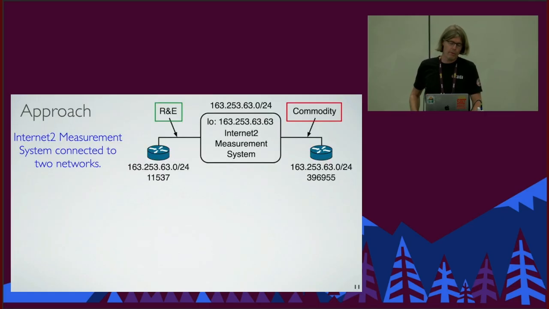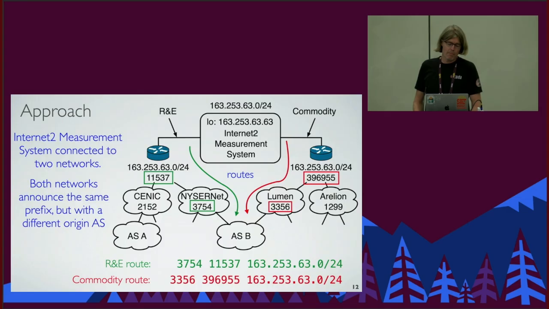So the approach that we've taken in conjunction with Internet2 is that we have a measurement system connected to two networks, the R&E network and a commodity network. We announce the same prefix via both R&E and commodity. The R&E in this is highlighted in green and the commodity is highlighted in red.